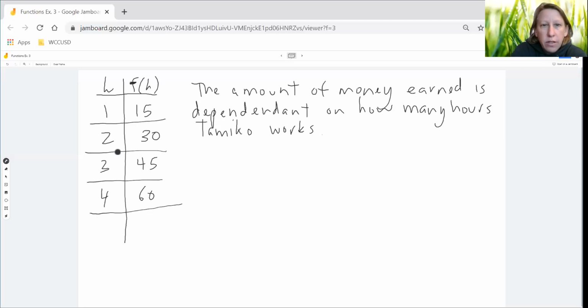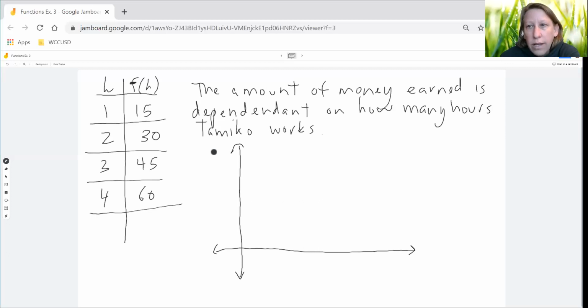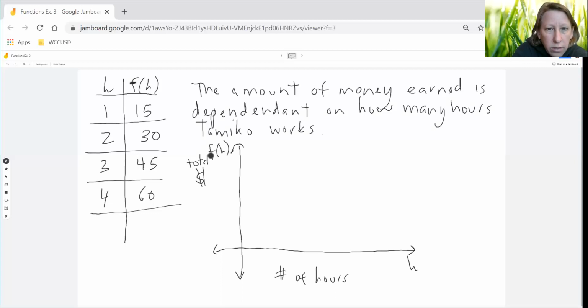So let's look at this on a graph. And remember, when we draw graphs, it's really important to label our axes. That doesn't mean X and Y. It means with the information to help us read the graph and make sense of it. So this is going to be h. This represents number of hours. And this represents the function of h, which represents money earned. You could say total money earned.